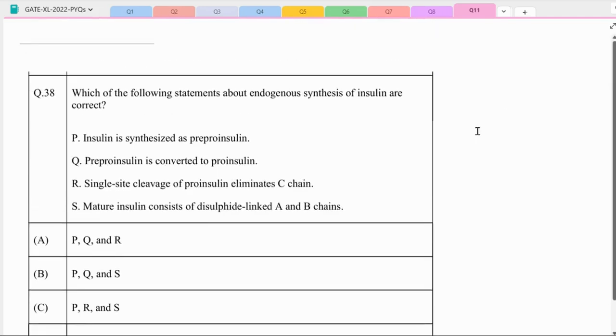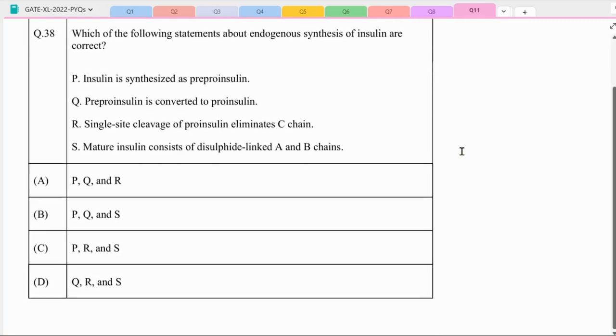Which of the following statements about endogenous synthesis of insulin are correct? The statements are: insulin is synthesized as a pre-proinsulin; the pre-proinsulin is converted to proinsulin; the single-site cleavage of proinsulin eliminates C chain; and mature insulin consists of disulfide linked A and B chains. The correct answer here is option B, that is P, Q, and S are correct. The single-site cleavage of proinsulin eliminating C chain is not correct. However, the other three are correct.